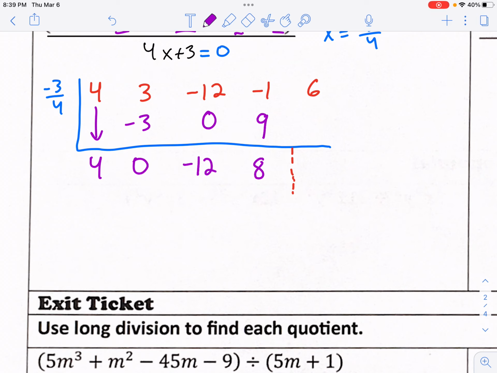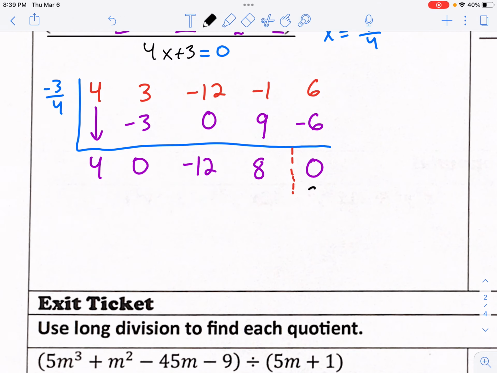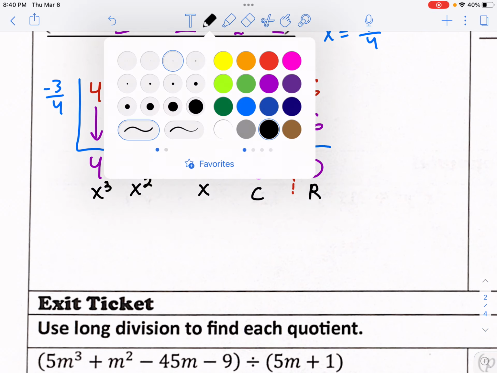And then for my last one, I should get -3/4 times 8. That's going to give me, let's see, -6. All right, and the final one I add, I should then get 0. This is our remainder. This is our constant. That's our x term, x squared, x cubed term. All right. From there, what we're going to do is rewrite it.